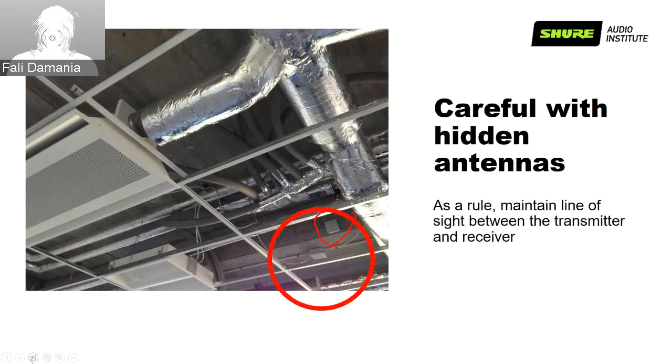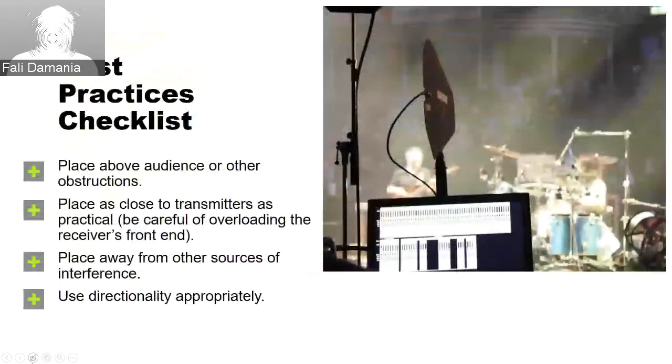Just to go over some of the best practices, place the antennas above the audience and above other obstructions. Place as close to transmitters as practical, but be careful that it's not too close in order to avoid overloading the receiver's front end. Place them away from sources of interference like LED walls, lights, other electronics, etc. And use the directionality appropriately, as in angle the antenna appropriately to get maximum coverage.